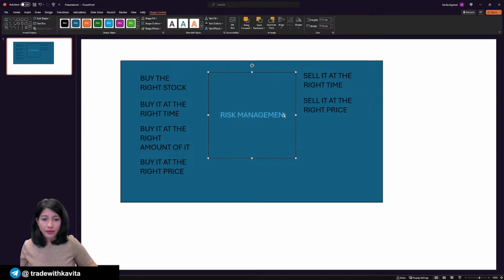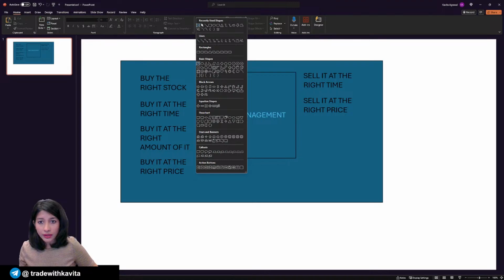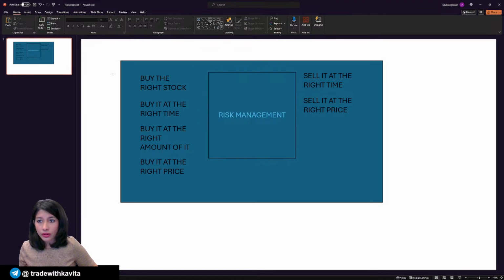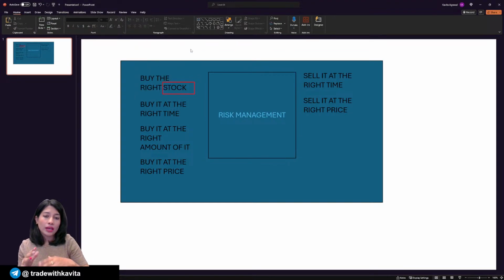So what do we have here? If you want to do swing trading in the stock market, a lot of people will focus on only one thing. And what is that one thing? They will only focus on this. The stock name. But if you want to do swing trading, knowing only the stock name is never going to help you.